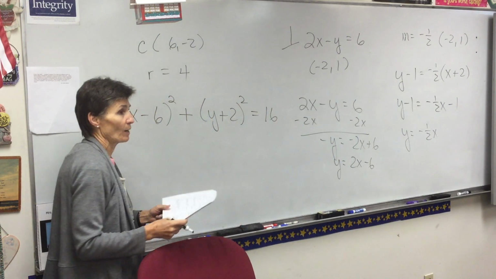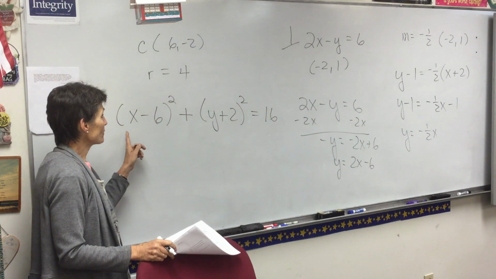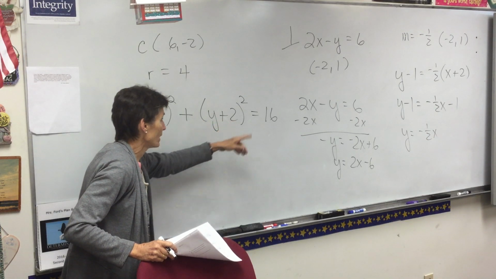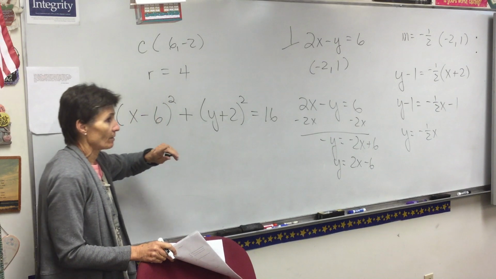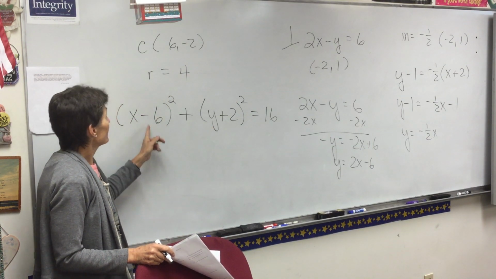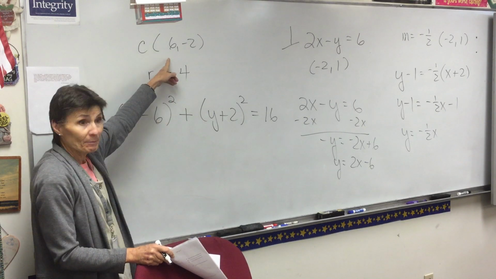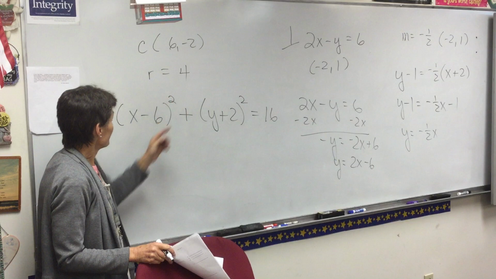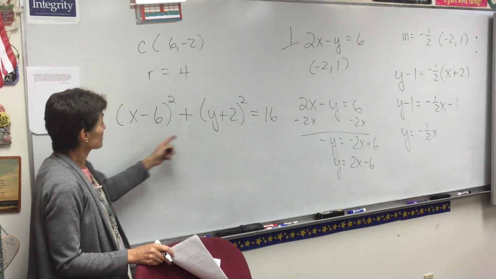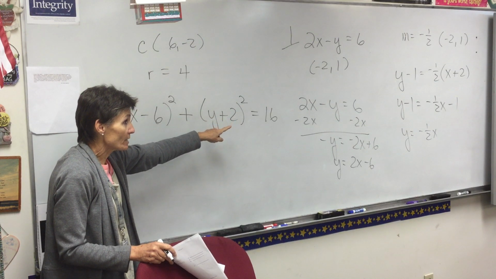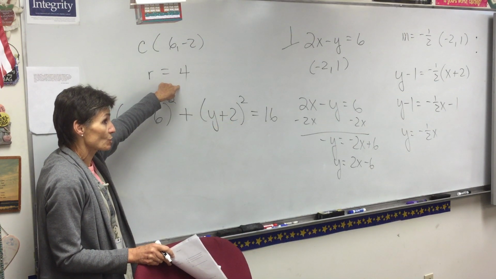Sam is exactly right. So the equation of the circle has an x thing squared and a y thing squared equal to a number over there. What goes in the parentheses is, of course, the opposite of the center. So that's a 6, negative 2. So this is x minus 6, y plus 2. And what number is over there? The radius squared.